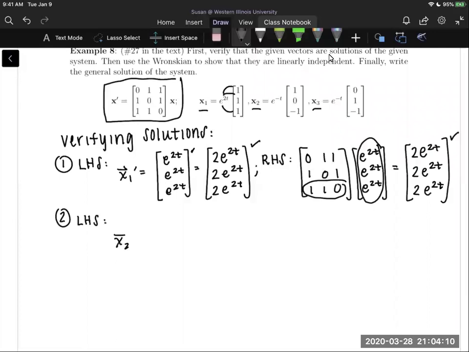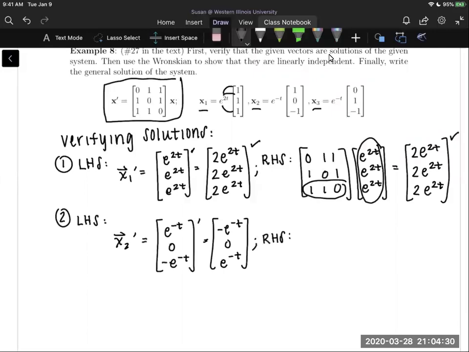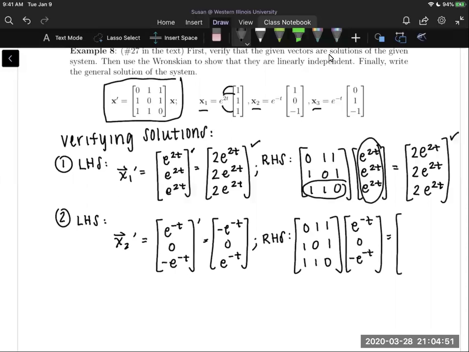So let's find the derivative, x2 prime. So that's going to be the derivative of e to the negative t, 0, and negative e to the negative t. And so we get this derivative. And so now let's move on to the right-hand side. I want to take the coefficient matrix times my function. And let's see what we get out.